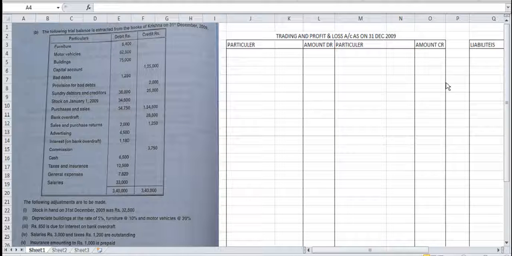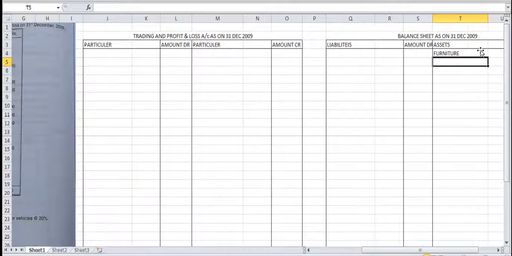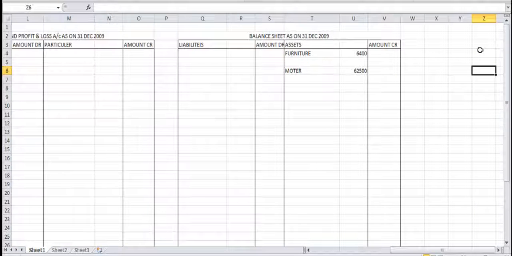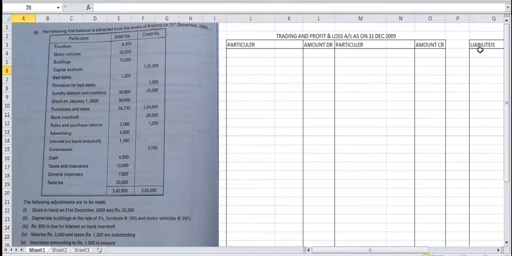Furniture 6,400 and motor vehicle 62,500. Otherwise also you can go by one entry.